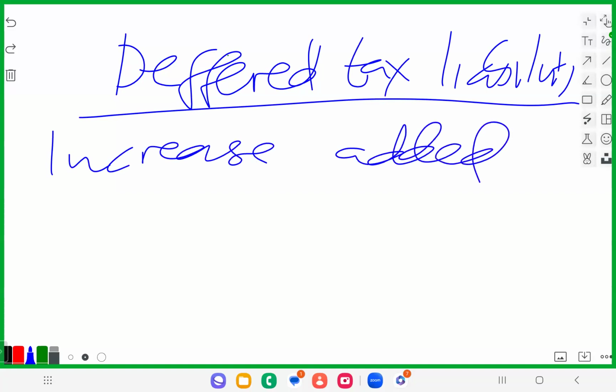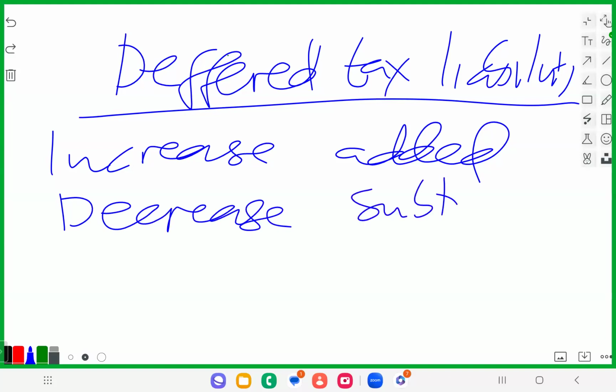Why are you adding an increase in the deferred tax? If it's a liability, add that increase. But if it's a decrease, and you check that it's a liability, the liability has decreased, then you have to subtract it. This is the treatment. You will subtract that.